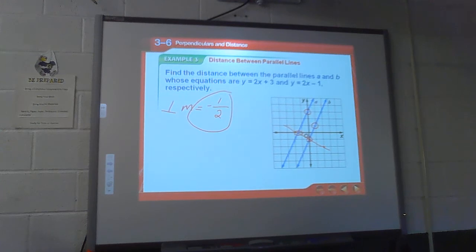What's my equation of this line? Well, what would this point right here represent on my particular line? The y-intercept. And what was my slope? -1/2. So my equation in y equals mx plus b would be what? Y equals -1/2 x minus 1, right? Because this is my y-intercept.